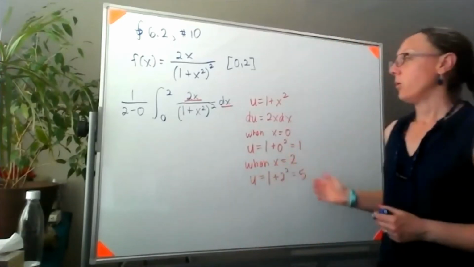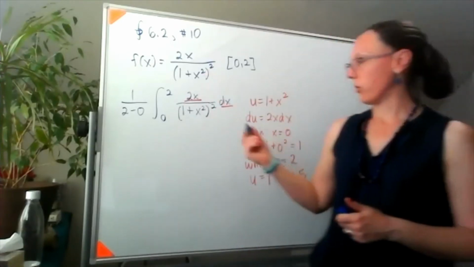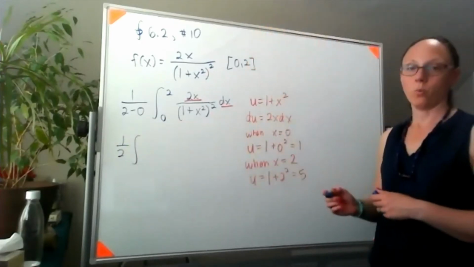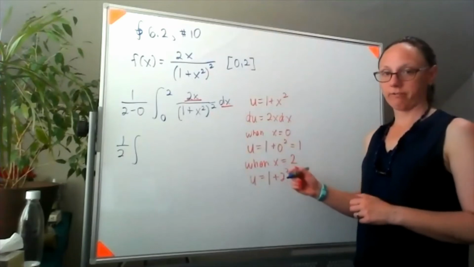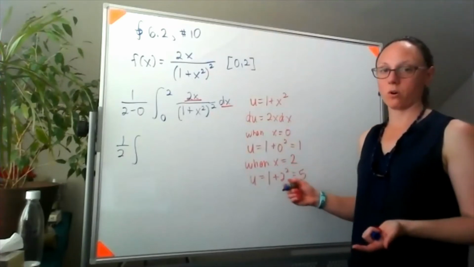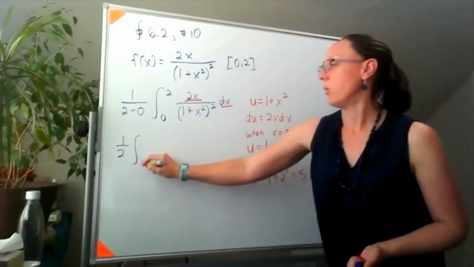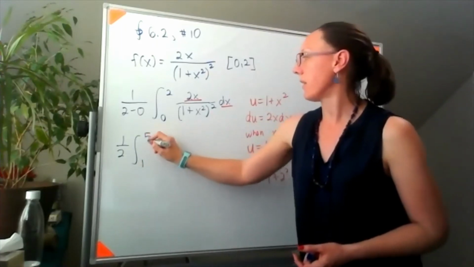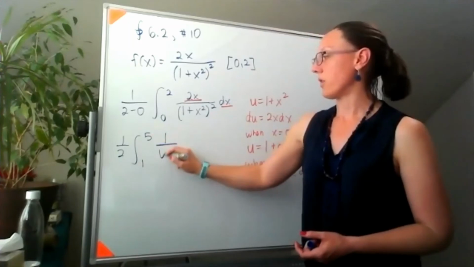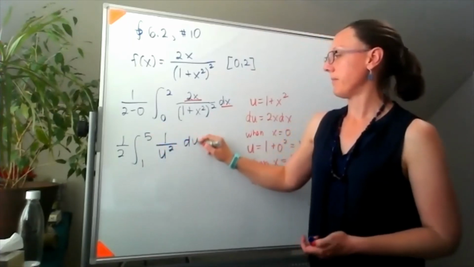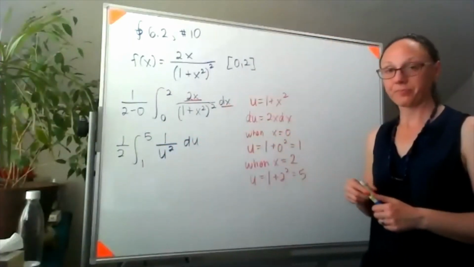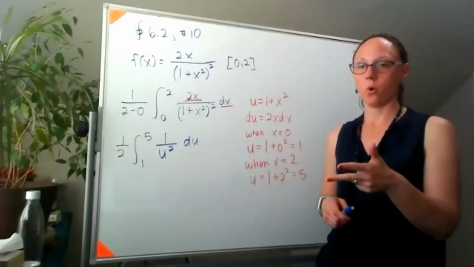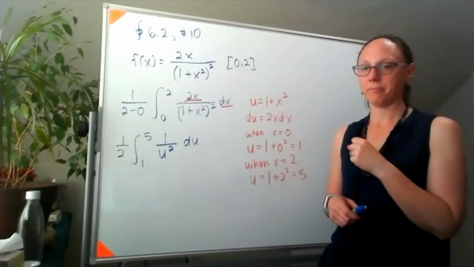5. When I write this in terms of our u, that will leave me with 1/2 the integral from, and I have to keep them in the same order, so 0 goes with 1, and the 2 turns into 5, of 1 over u squared du. I'll look at that and say, is it algebra, trig, or a mixture of stuff?